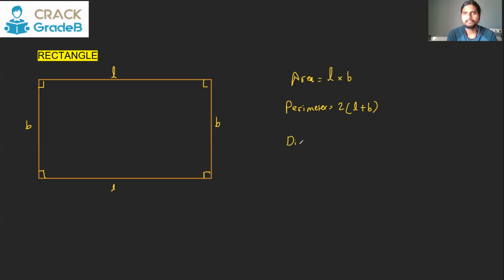And the diagonal, again, you just have to use the Pythagoras theorem here to figure out this diagonal. And the diagonal is going to be, using Pythagoras theorem, under root of L square plus B square. Got this? Let's see the next figure.